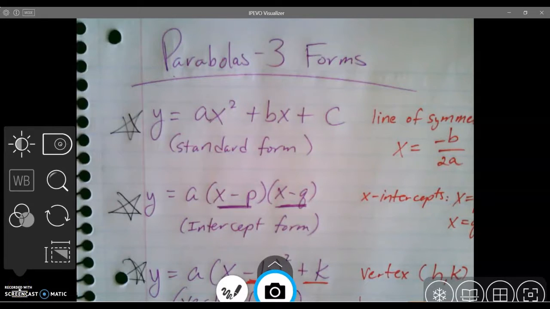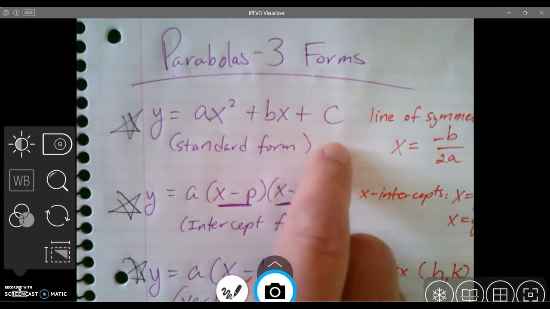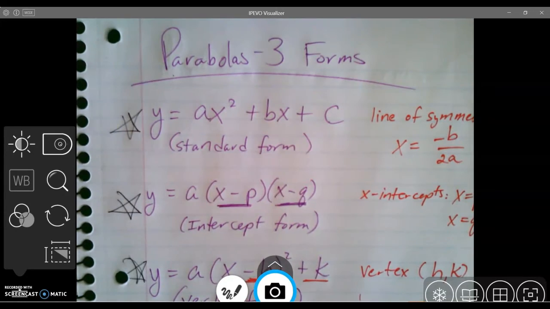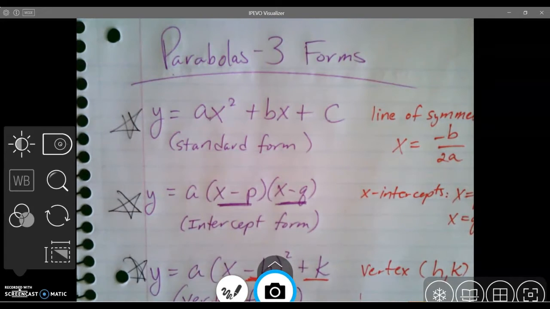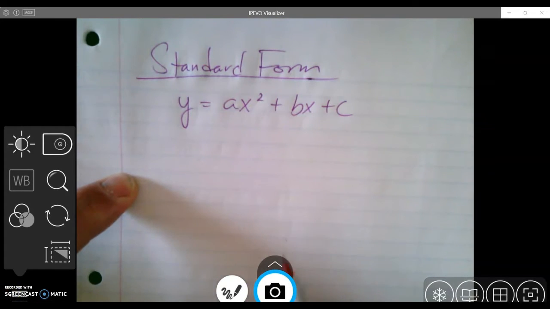All right, students. In the last video, we talked about the three forms of parabolas. In this video, we'll start with standard form, and we'll go over that one. And then each video will go through an example of each one. So today, right now, we'll do standard form. The standard form looks like this.